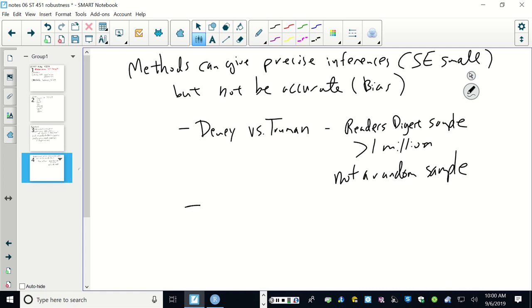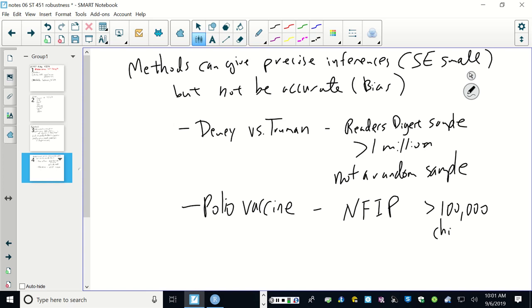Other big studies of the polio vaccine, the Salk polio vaccine in the 1950s. One study was a National Foundation for Infant Paralysis, right? And they had more than 100,000, almost 1 million children in the study, right? But it wasn't fully a randomized study. They took grade 2 as a control versus grades 1 and 3. And so there was a confounding bias.